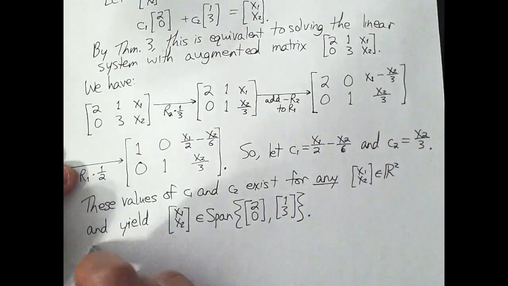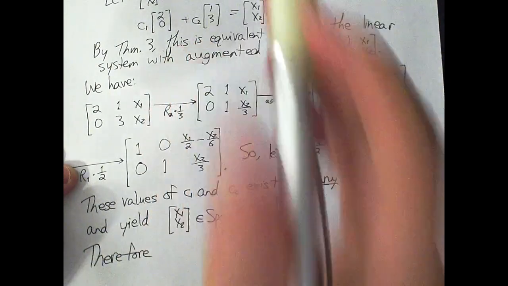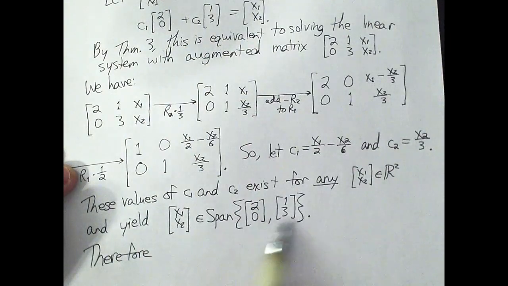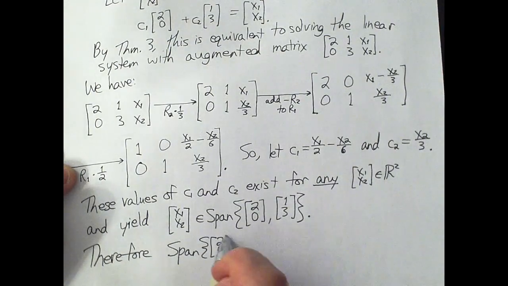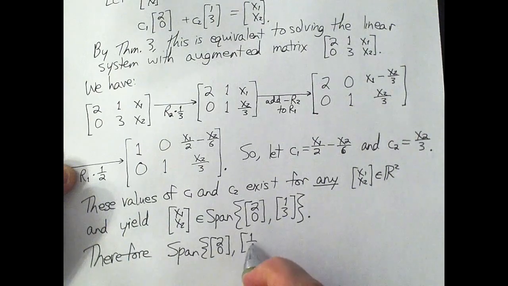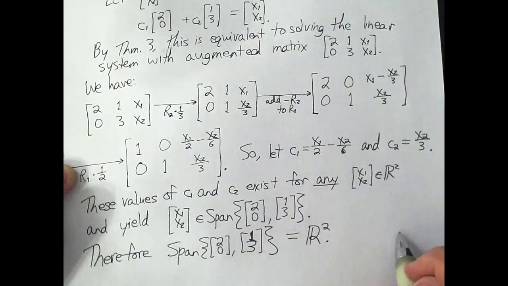Okay, let's just finish this up by saying, therefore, we had an arbitrary thing from the R2. We showed that it is an element of this set. Therefore, we showed that the span of this, it's a 1 and a 3, equals R2. And that's the end of the proof. I'm going to put a little square here to indicate the end of the proof.